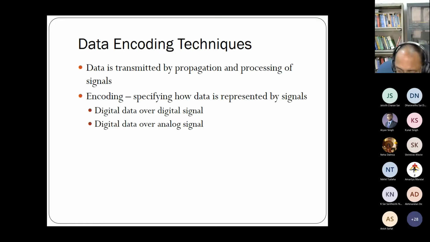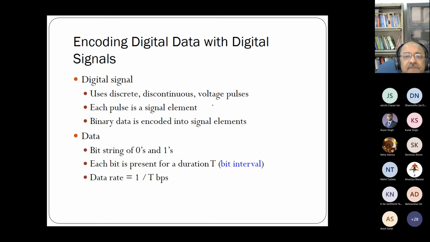So encoding techniques. It basically says, how is data encoded with signals? So we are trying to send digital data. So look at digital data over digital signal, digital data over analog signal. Okay. This is the most relevant one for us, even though these are also important sometimes.